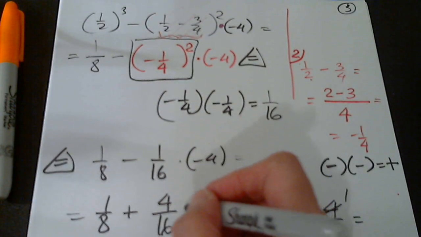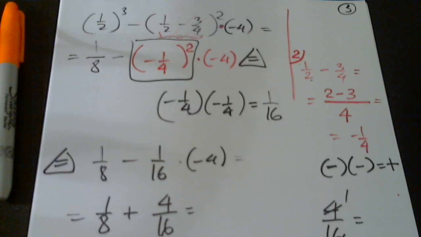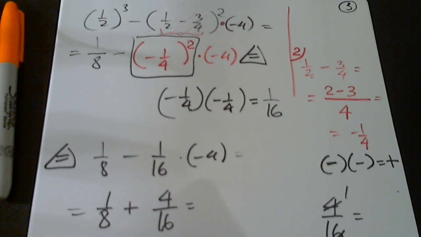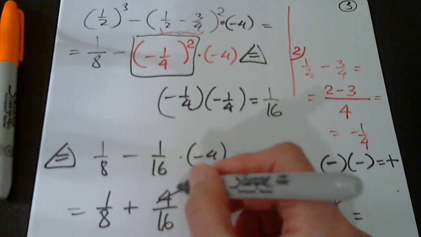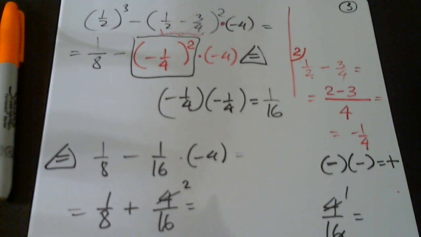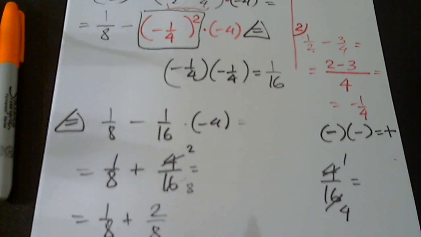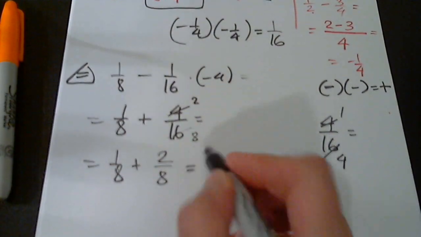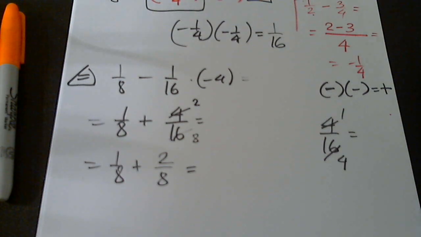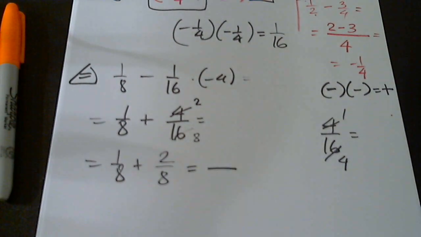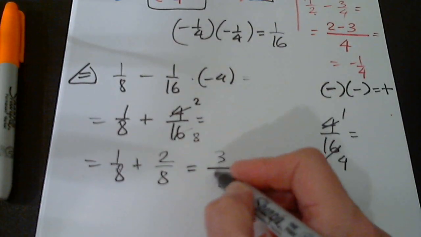So what I would like to do, I will only divide top and bottom by 2. 4 divided by 2 is 2. 16 divided by 2 is 8. Because now it's all so much easier. How much is 1/8 plus 2/8? 3/8. That's it.